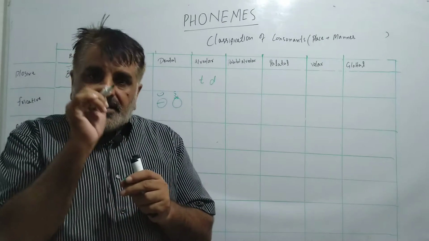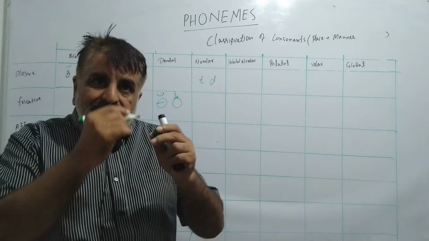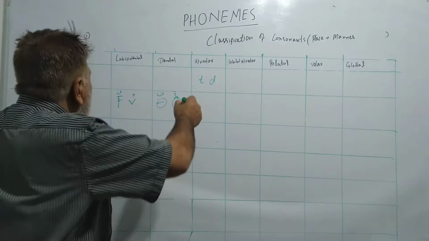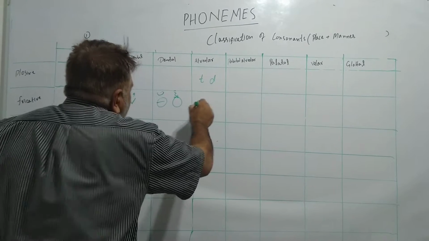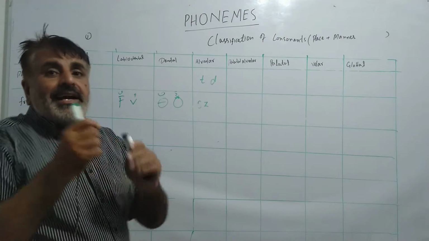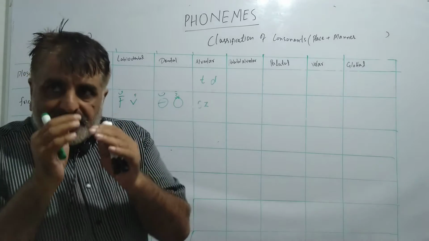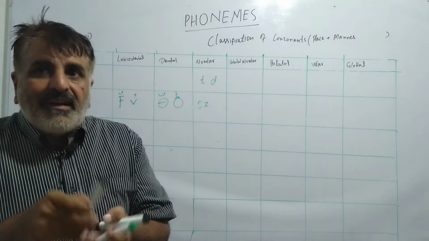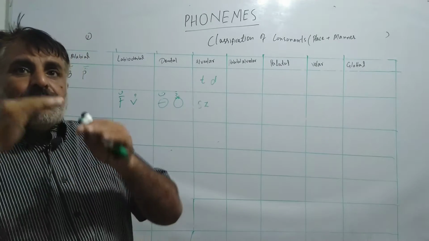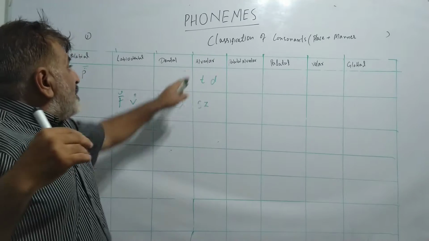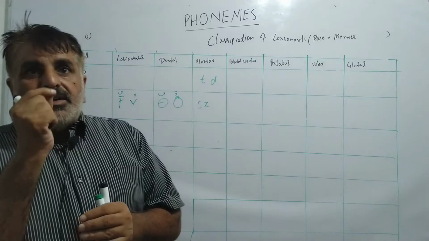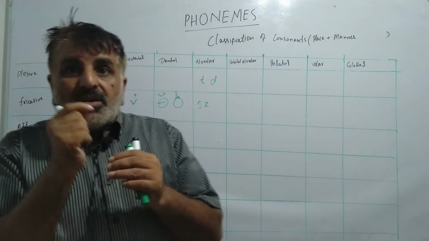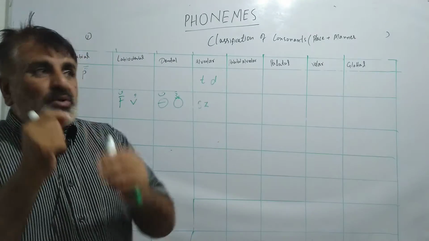Fricative. How fricative? Because this is a rolling sound. So I should write this one: sa is here and za is here, because sa and za are both fricative and alveolar sounds. Alveolar because we use the ridge for the production.